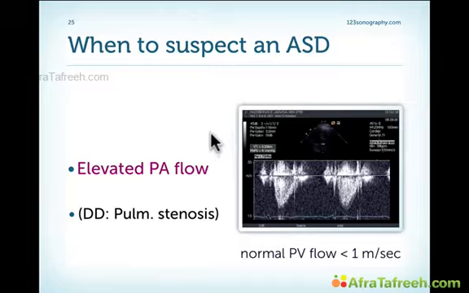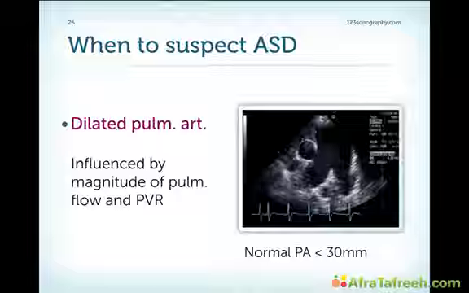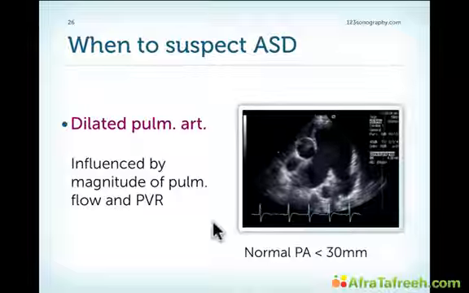Another hint to think of an ASD can be the elevated flow in the pulmonary artery. Of course, one has to be careful that this is not mistaken for pulmonary stenosis, but in case of a normal pulmonary valve with increased velocity indicating increased flow in the pulmonary artery, this can be one hint for a significant shunt in a patient with atrial septal defect.